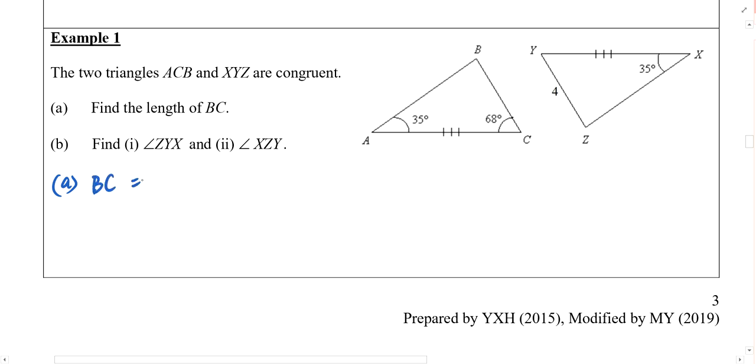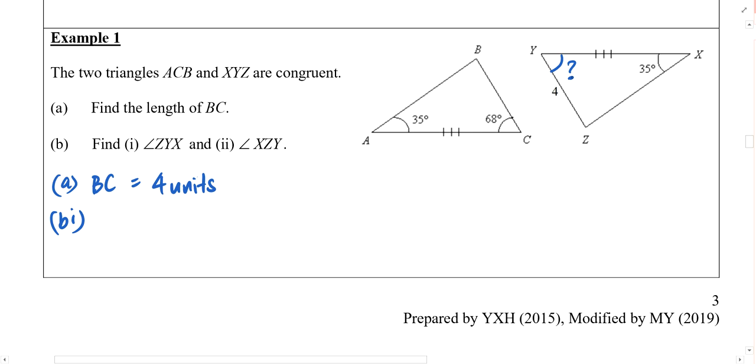BC equals to how many cm? 4. Oh, they didn't say cm. Okay, 4 units. What about part B, part 1? Angle ZYX. ZYX. Okay, this one over here.